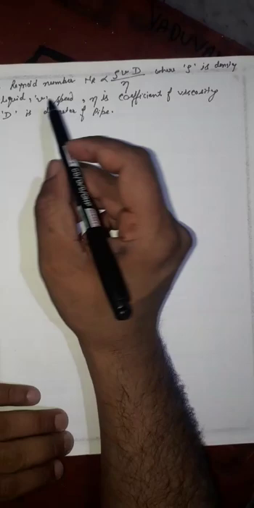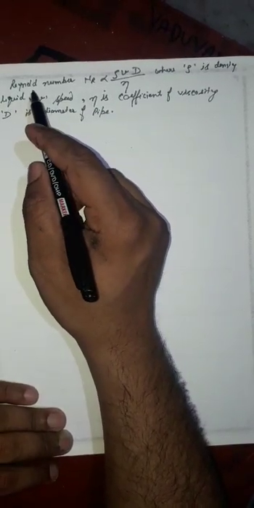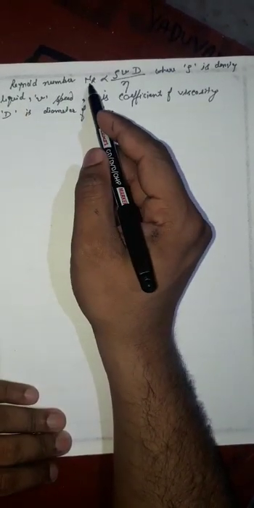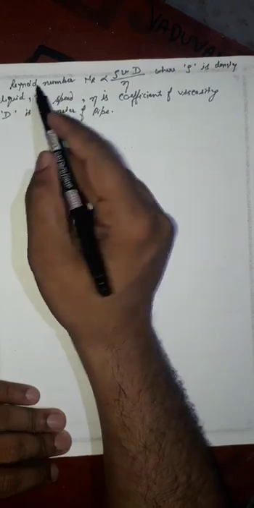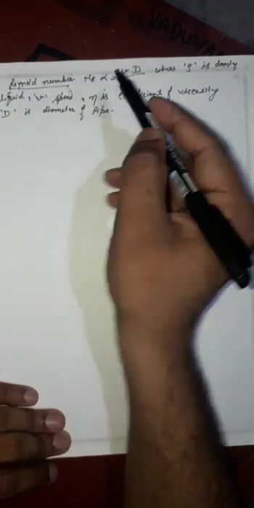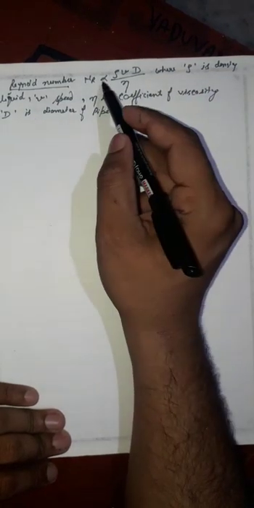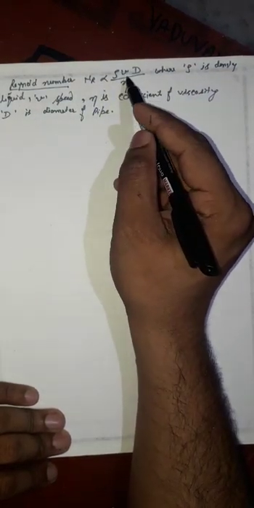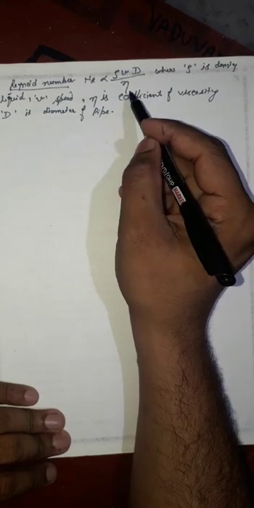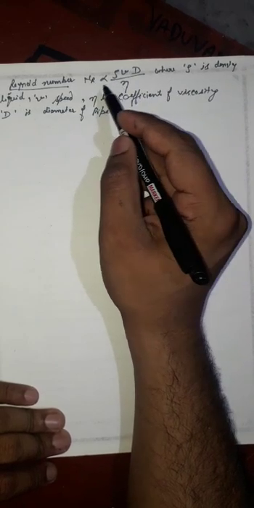Now in this case you have to know the Reynolds number. R is the Reynolds number. It depends on rho v d upon eta, where rho is the density of the fluid, v is the speed of the fluid, d is the diameter of the pipe, and eta is the coefficient of viscosity of the fluid.